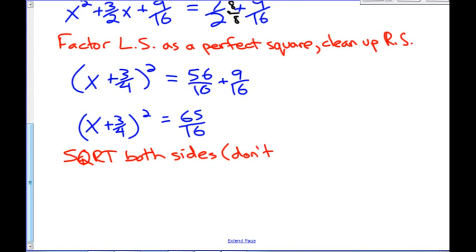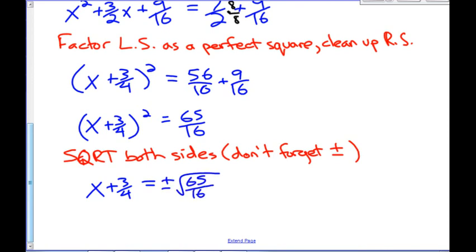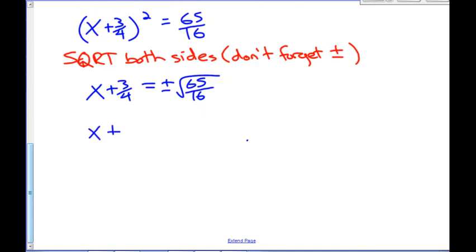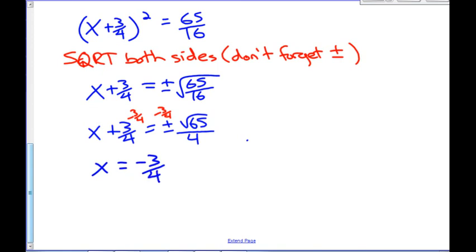And don't forget the plus or minus, which was the first thing we did in this video, square root principle. So that's going to give us x plus 3/4 equals plus or minus the square root of 65 over 16. The square root of 16 is just 4. So we'll have plus or minus root 65 over 4. And now we can isolate x. Move that 3/4 over. And we get x equals negative 3/4 plus or minus root 65 over 4.